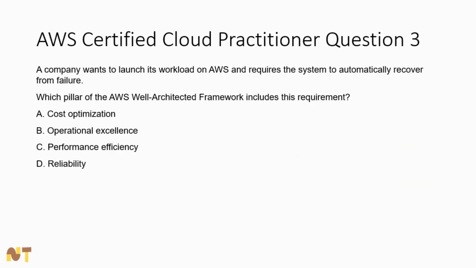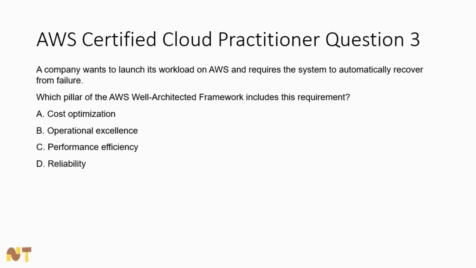A company wants to launch its workloads on AWS and requires the system to automatically recover from failures. Which pillar of the AWS Well-Architected Framework includes this requirement? Options are A. Cost optimization, B. Operational excellence, C. Performance efficiency, and D.